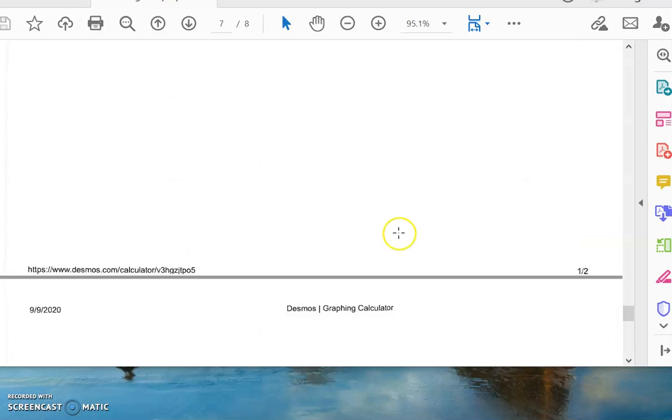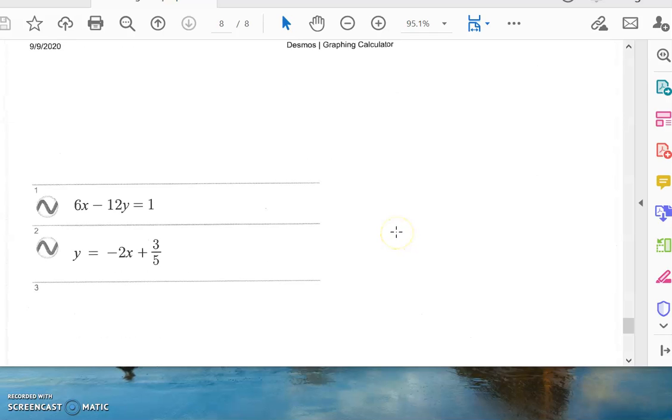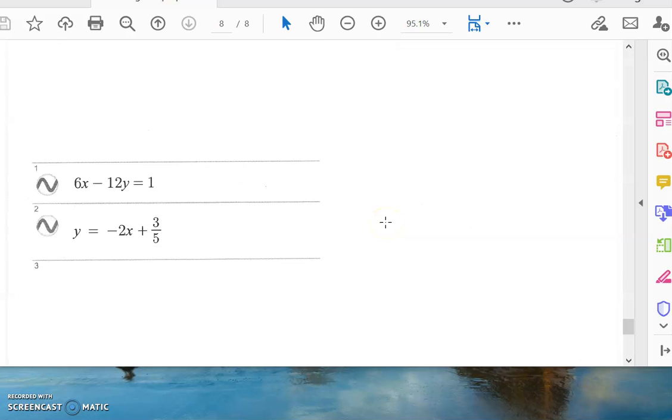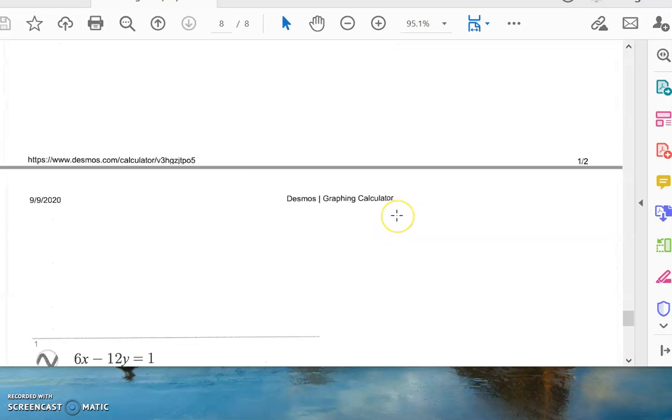Okay, and here's the second page of the Desmos. So I recommend Desmos. It's a very fine program. It's very, very easy to use. So take my advice and use Desmos.